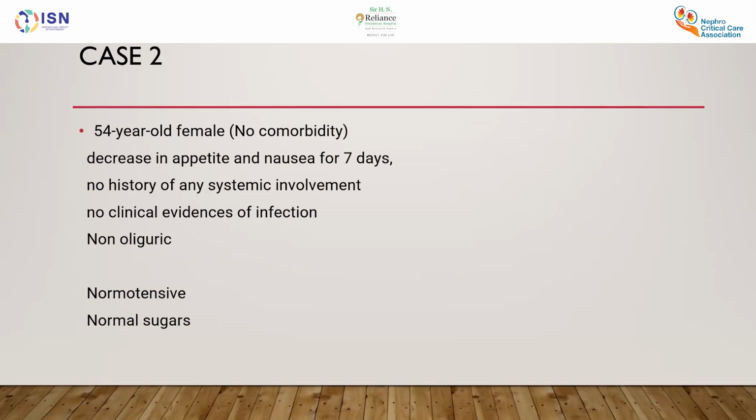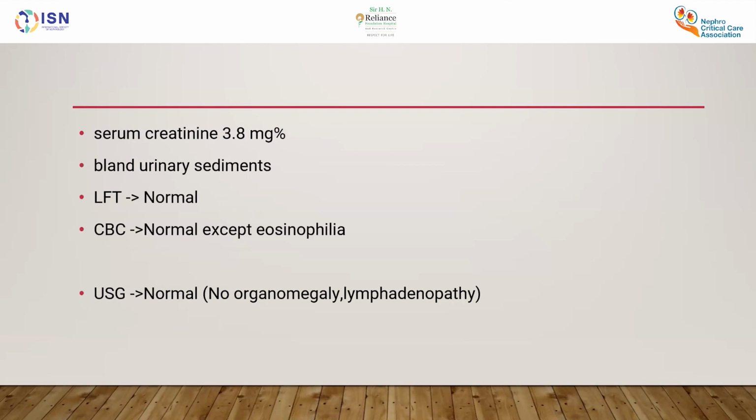Okay, please. So a 54-year-old female without any comorbidity came with decreased appetite and nausea for 7 days, no history of any systemic involvement, no clinical evidence of infection, non-oliguric, normotensive, normal sugars. Creatinine in the OPD was found to be 3.8 mg%. Urine sediment was bland initially. LFT normal, CBC was normal except for some eosinophilia. USG was normal, no organomegaly or lymphadenopathy.